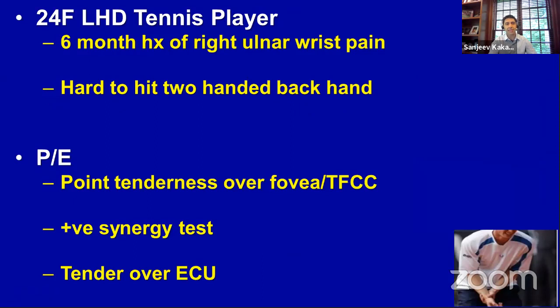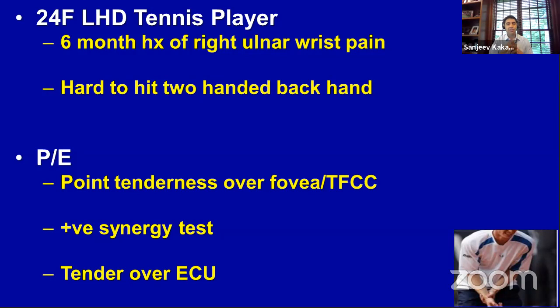So I want to start off with a case of a tennis player who comes in with ulnar wrist pain and couldn't hit his double-handed backhand. The key thing, as we heard earlier, is that you really have to elucidate the myriad of different areas that can cause pain. Clinically, he was point tender at the fovea. Steve nicely showed us the foveal sign. He also had a positive ECU synergy test, and that's a nice test.